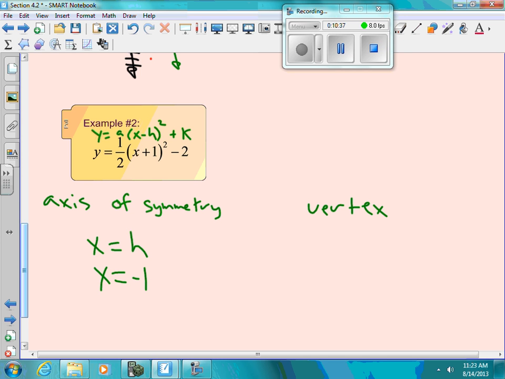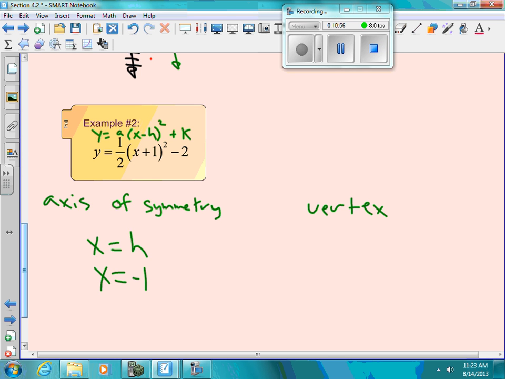Remember the trick I gave you before. Rewind it. I did say this. You want to make the x, in this case x plus 1 part, equal 0. What makes that equal 0? If I plug in 1, it makes it a positive 2. 1 plus 1 is 2. If I plug in negative 1, negative 1 plus 1 is 0. So that's why it's negative 1.